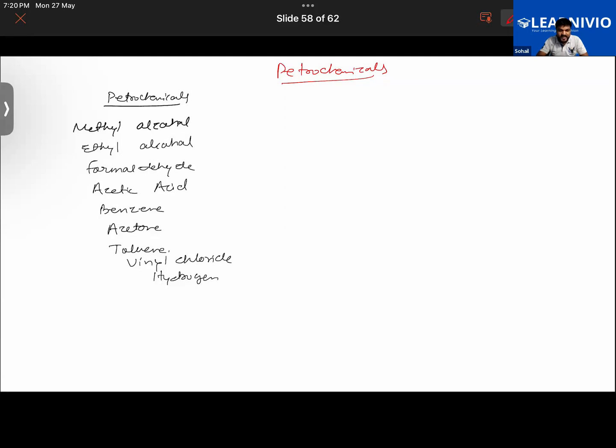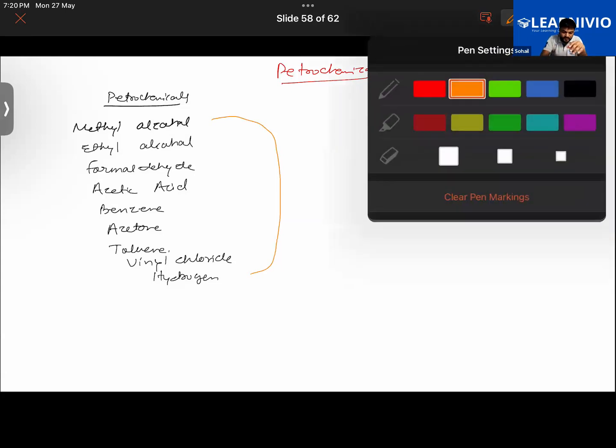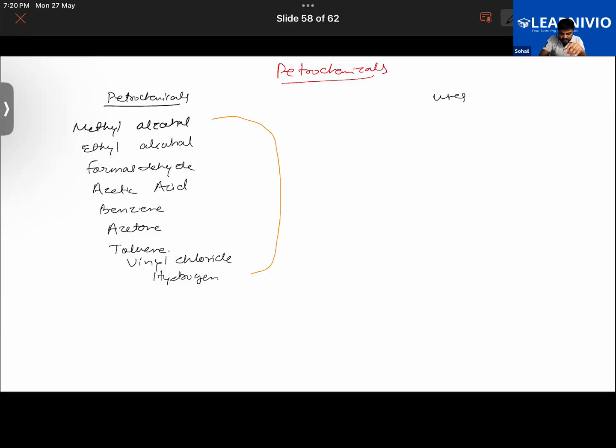Now all these are very important because they are used to manufacture a wide variety of useful materials. For example, these will be used in manufacture of different types of materials. I'm writing their uses over here. They will be used in manufacture of detergents.